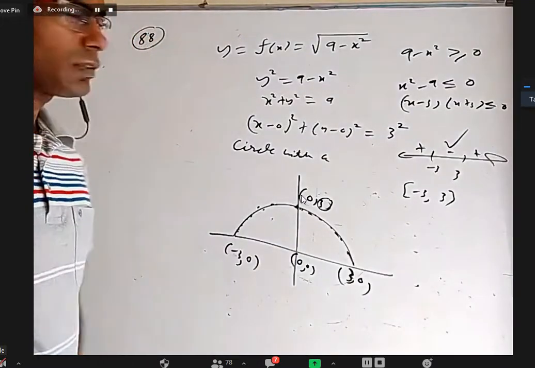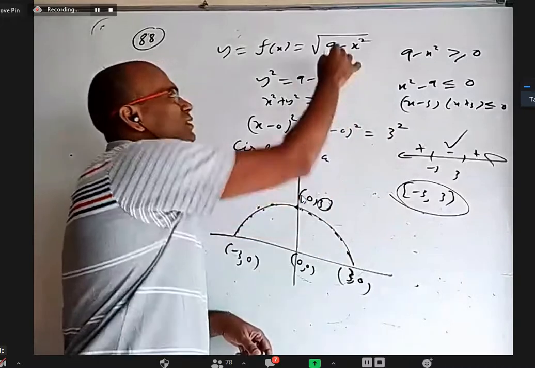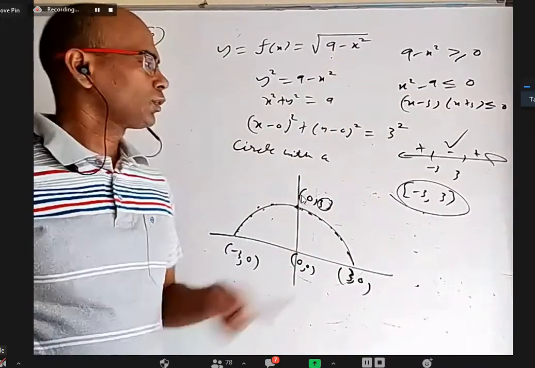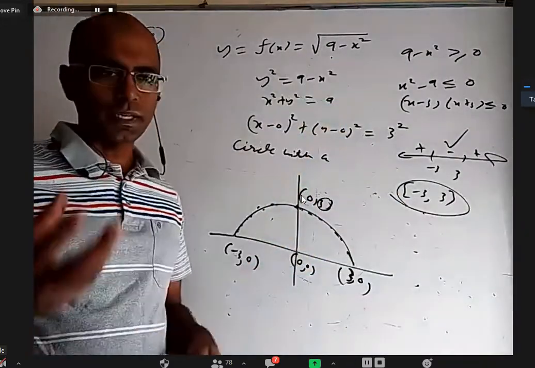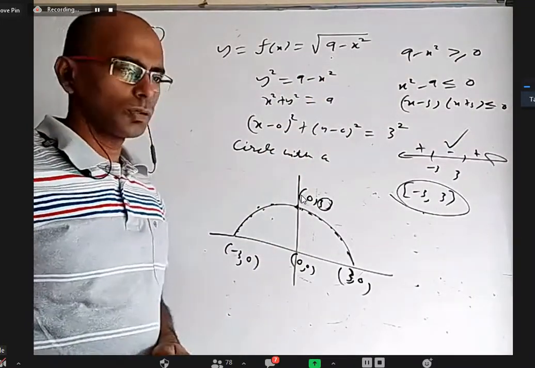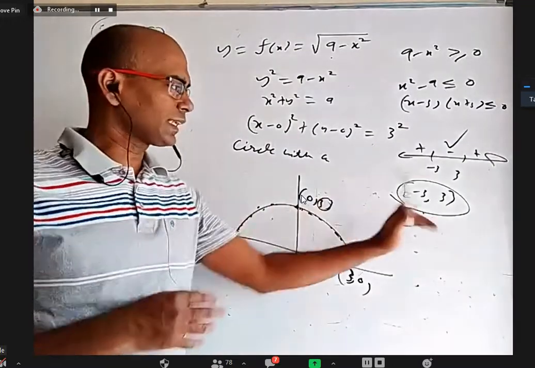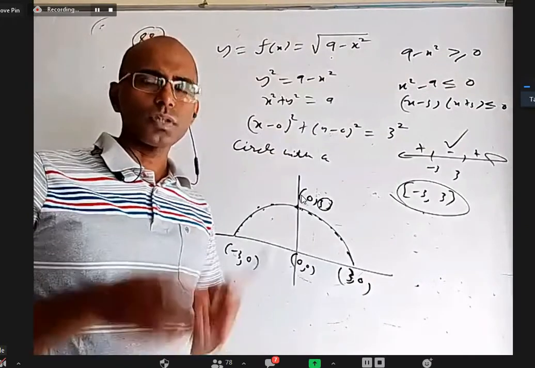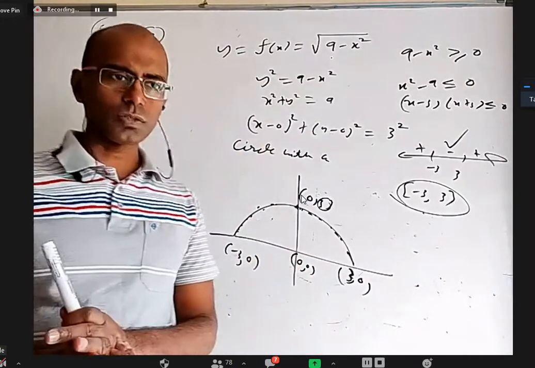But range, of course, with a little common sense, you can tell. Take different numbers in the domain, substitute here and see what values you are getting. Get a feel of the function. You substitute 0, what is happening? 3. When you substitute 1, it will become root 8. When you substitute 2, it will become root 5. When you substitute 2.5 and 3, you will get 0. And as you increase x from 0 to 3, this will decrease from 3 to 0. So you can say it is starting with 3 and ending with 0. So range is 0 to 3. Like that also you can tell.